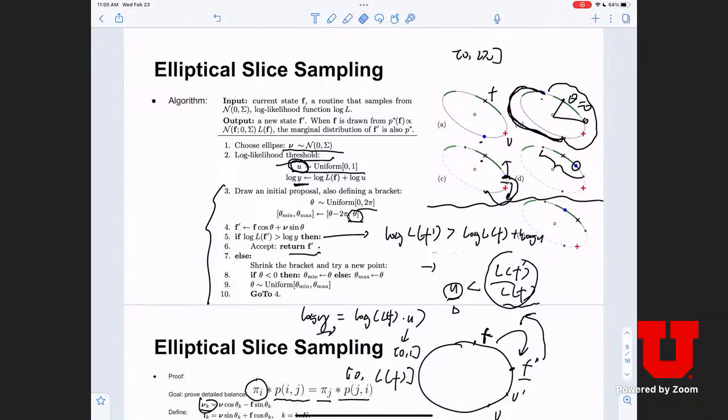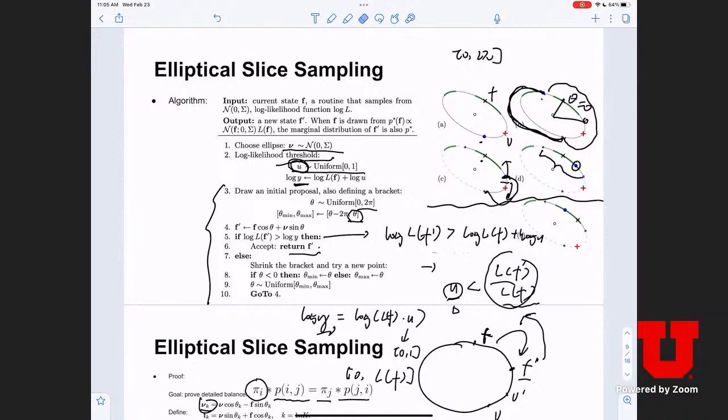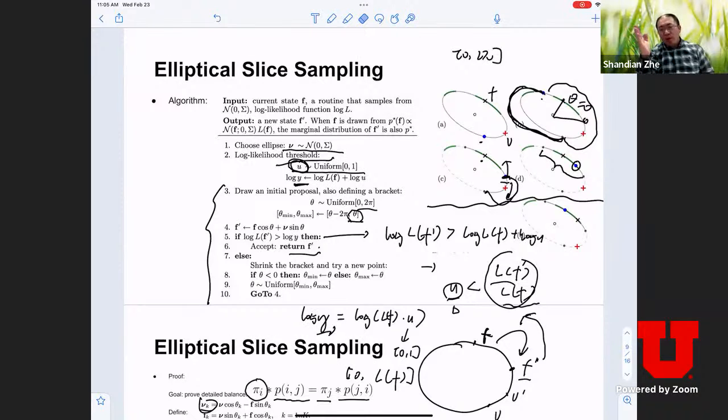If we set theta to be 0, you actually do nothing. You just stay on the current sample f. But theta is uniform, right? You just sample theta. So now you can imagine you got some sample of theta which is bigger than 0, then your new f prime should be on the right of f.